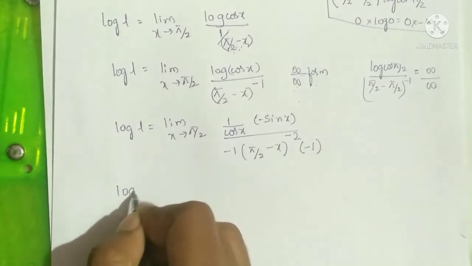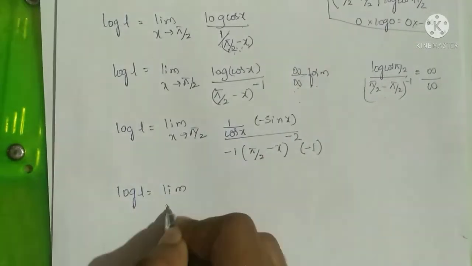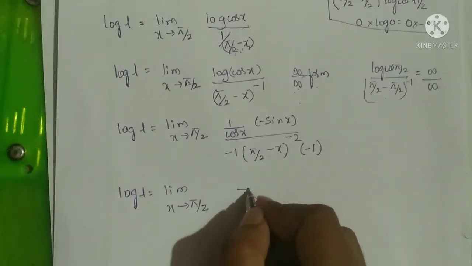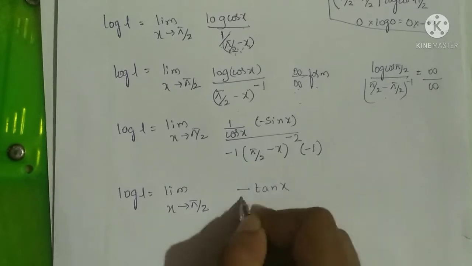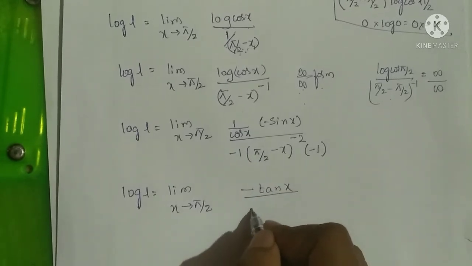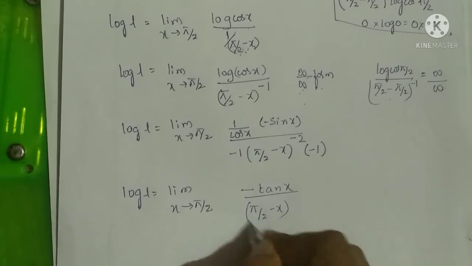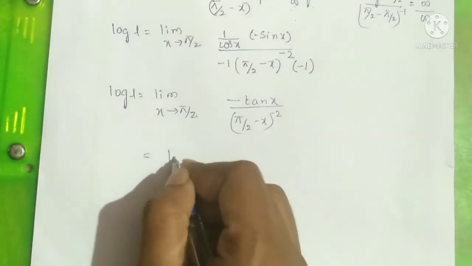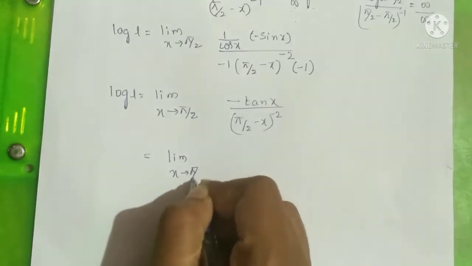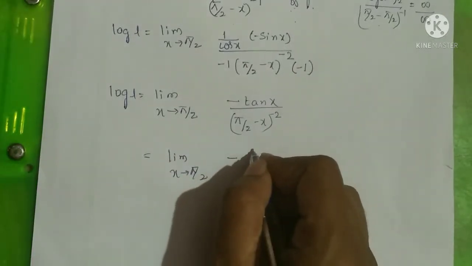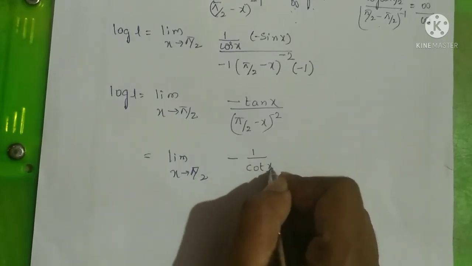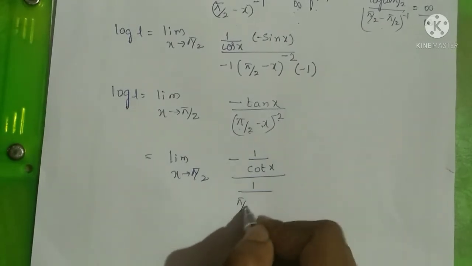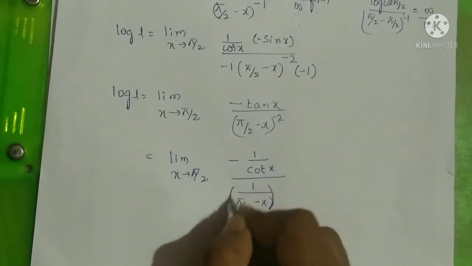So here, rearranging the terms, log L equals limit x tends to pi by 2 minus sin x by cos x, which is minus tan x, and minus into minus is plus, (pi by 2 minus x) whole to the power of minus 2. So here, carry the limit as it is, limit x tends to pi by 2 minus tan x can be written as 1 divided by cot x, and this (pi by 2 minus x) whole to the power of minus 2 can be written as 1 divided by (pi by 2 minus x) whole to the power of 2.